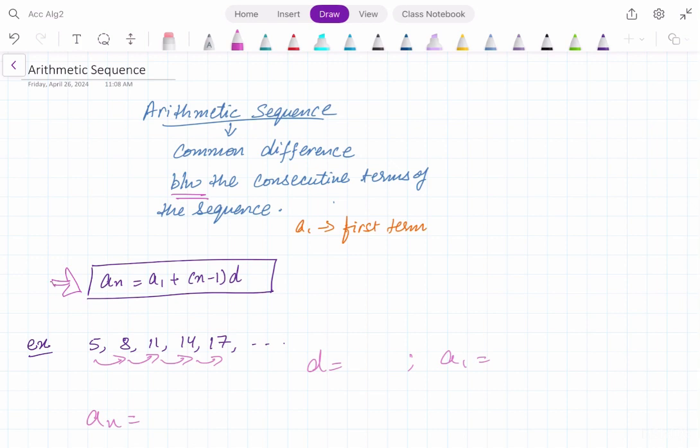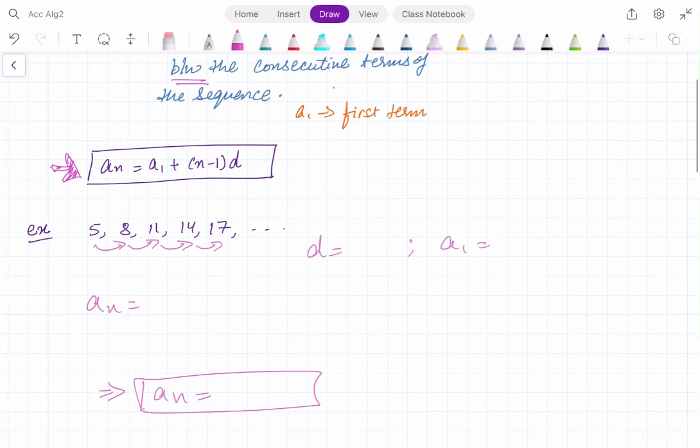So this formula a_n, that means any nth term, where n is an integer, will be considered if I have the first term and the common difference, and then I can use this formula. This formula will help you to find another term. For example, if you have three terms and you need to find the fourth term, or maybe the 20th term or the 100th term, then this setting will really help you.